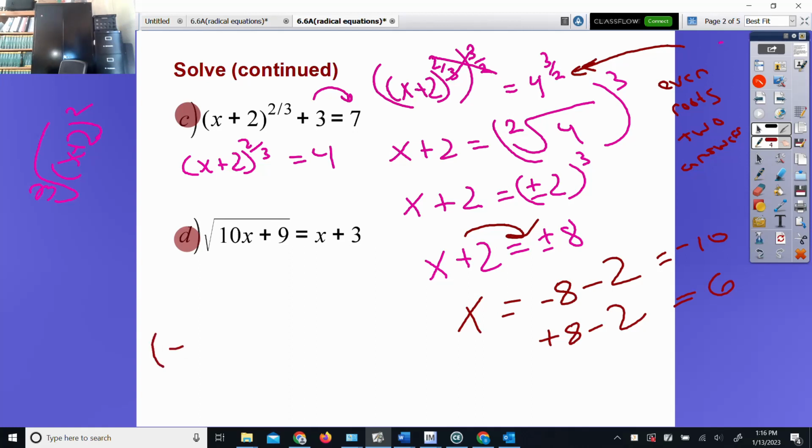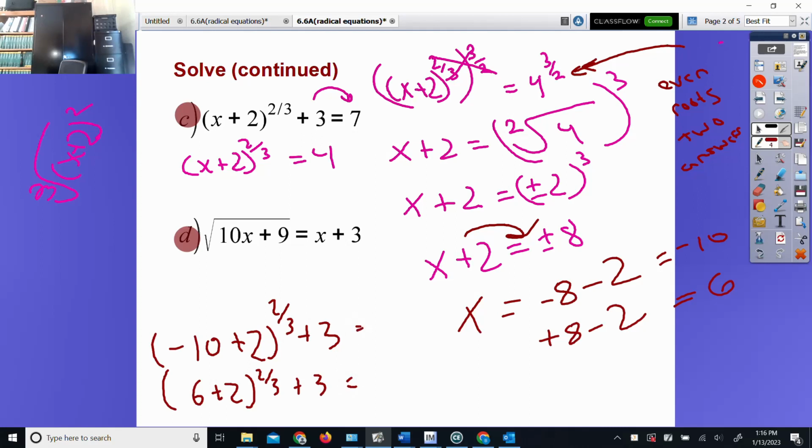So you need to figure out what -10 plus 2 to the 2/3 plus 3 is. And you also need to figure out what 6 plus 2 to the 2/3 is. Both 7? Not necessarily, of course, one of them can be extraneous. You get something else. It happens. Sometimes you plug things in and you get something else.